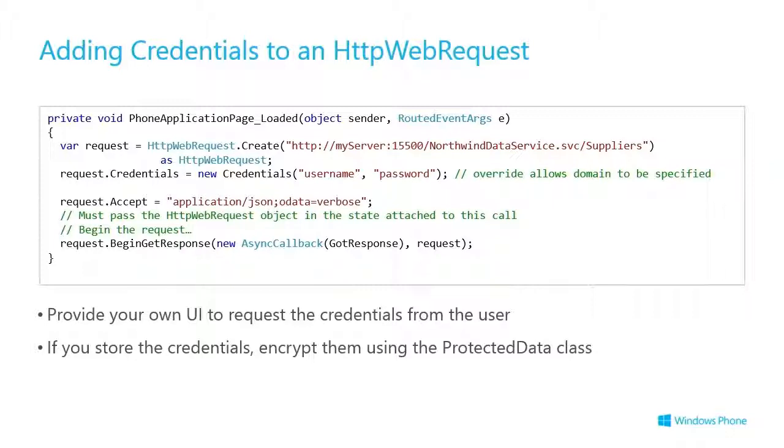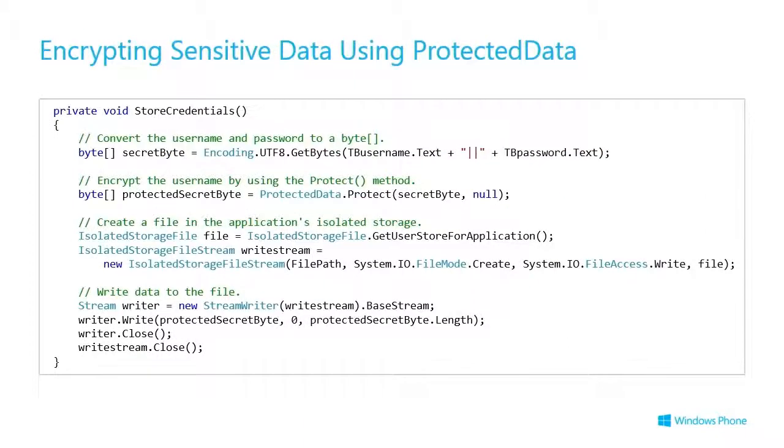But the good news is we have a class called ProtectedData, otherwise known as DPAPI, the Data Protection API. It just rolls off the tongue. Yeah, that's right. And what it does is it uses what's called a machine key, an encryption key that is owned by and administered by and completely private to the phone, the device.